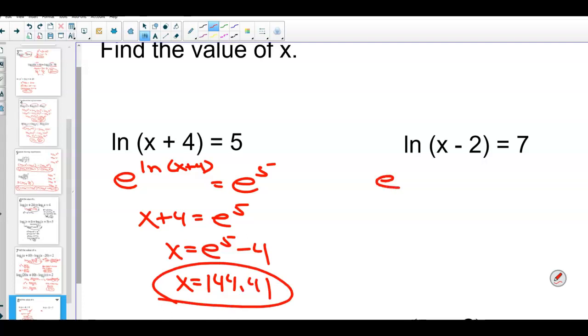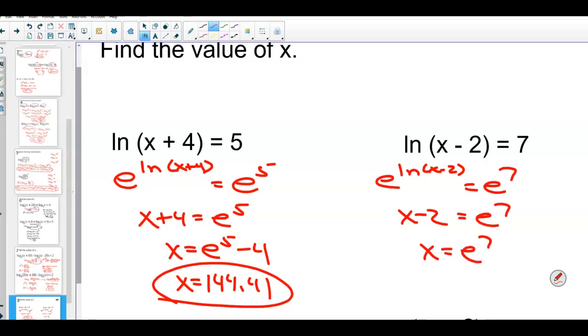Here, e to the ln x minus 2 equals e to the 7th. We just get left with what's after the ln when we raise them both to the e. You add 2 to both sides, so we get e to the 7th plus 2. And my x equals 1098.63.